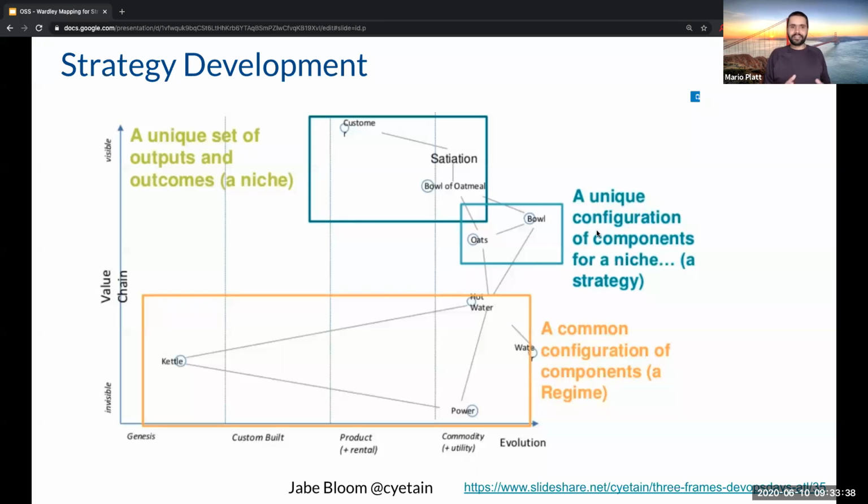The things that are closer to the user are a unique configuration of components for the niche, which he calls a strategy. These are the components in the map which are expected to provide strategic advantage. Then we have a common configuration of components, which he calls a regime, in that we should be aiming to be as efficient as possible, as those aren't necessarily the things providing strategic advantage. They are so far away from the user, and we start with user needs at the top in Wardley Maps, so you should be in a position to replace them quickly and easily. It should be part of how you design them, that they can be easily replaced without affecting your overall strategies. I hope that makes sense.